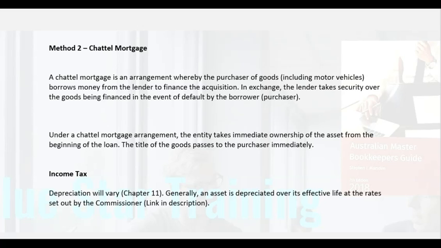Moving on to our second method of financing a non-current asset, and in this case it's a chattel mortgage. A chattel mortgage is an arrangement where the purchaser of goods, including a car, borrows money from the lender to finance the acquisition or the purchase. In exchange, the lender, maybe a bank, will take security over the goods being financed in the event of default by the purchaser. With this method, the entity takes immediate ownership of the asset from the beginning of the loan. The title of the goods passes to the purchaser immediately.